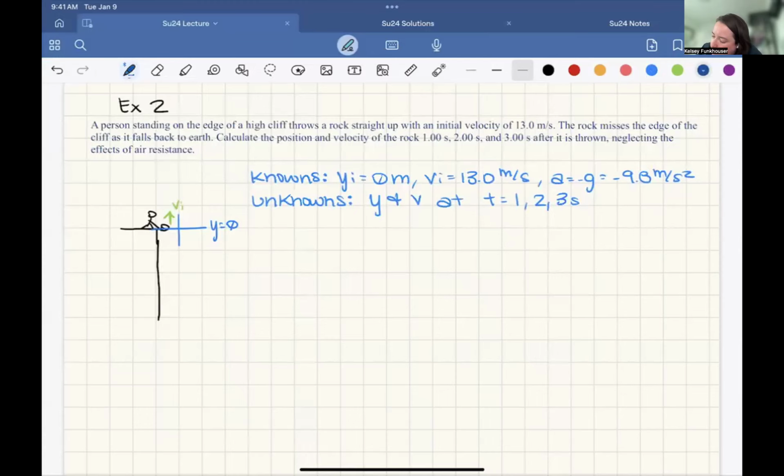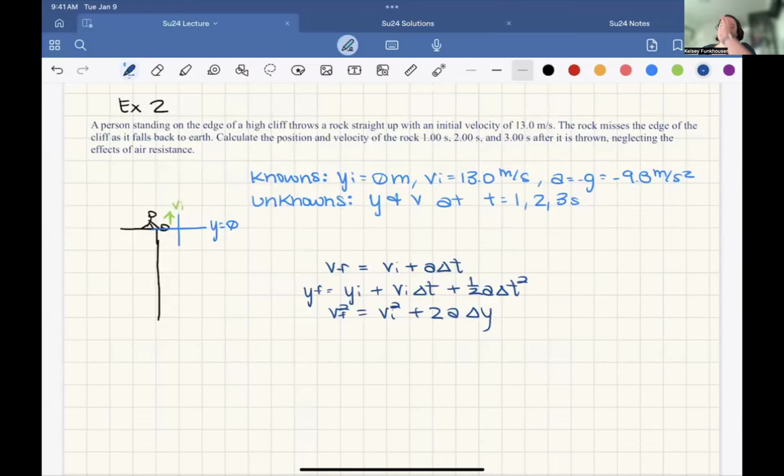But I will write out our equations again. And again, there's acceleration, so we're not going to use the no acceleration equation. V final equals V initial plus acceleration times the time interval. Y final equals Y initial plus the initial velocity times the time interval plus 1/2 the acceleration times the time interval squared. And finally, the final velocity squared equals the initial velocity squared plus 2 times acceleration times the displacement.